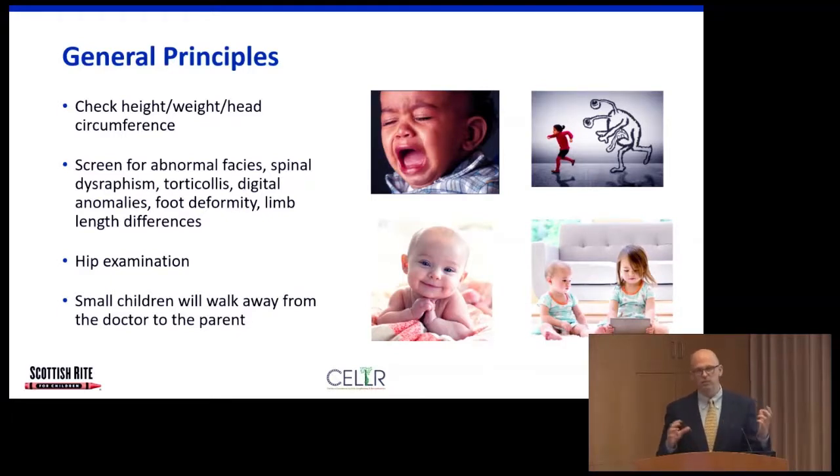So obviously when you're evaluating a small child, and these are things you're going to do naturally anyways, we're going to check height, weight, head circumference. We're going to screen for abnormal facies. We're going to look at their back to see if there's any hairy patches, any dimpling that we might think of as spinal dysraphism, torticollis, digital anomalies, foot deformities, and then also with limb length differences, is there a difference at that time? And if there's a difference and then we see some of these other things, then that's going to point us to more of a congenital etiology.